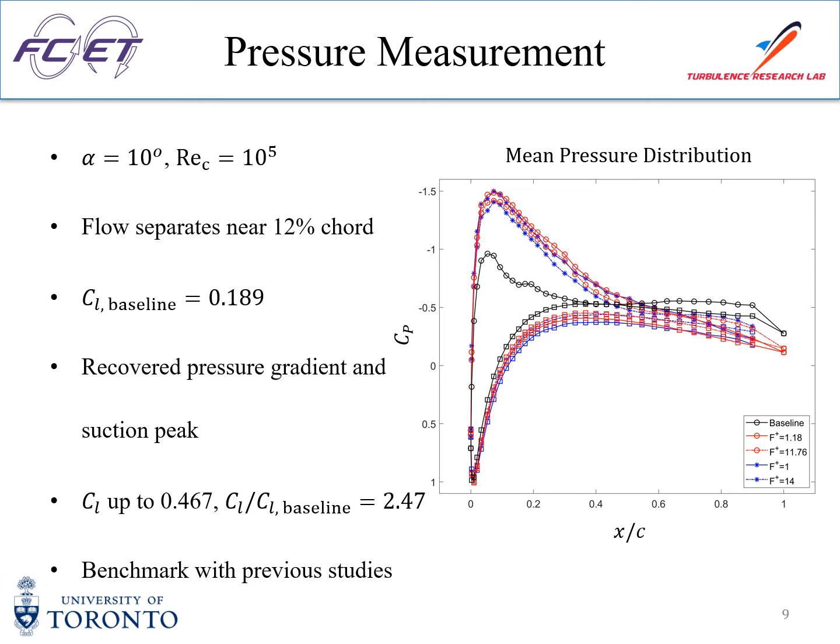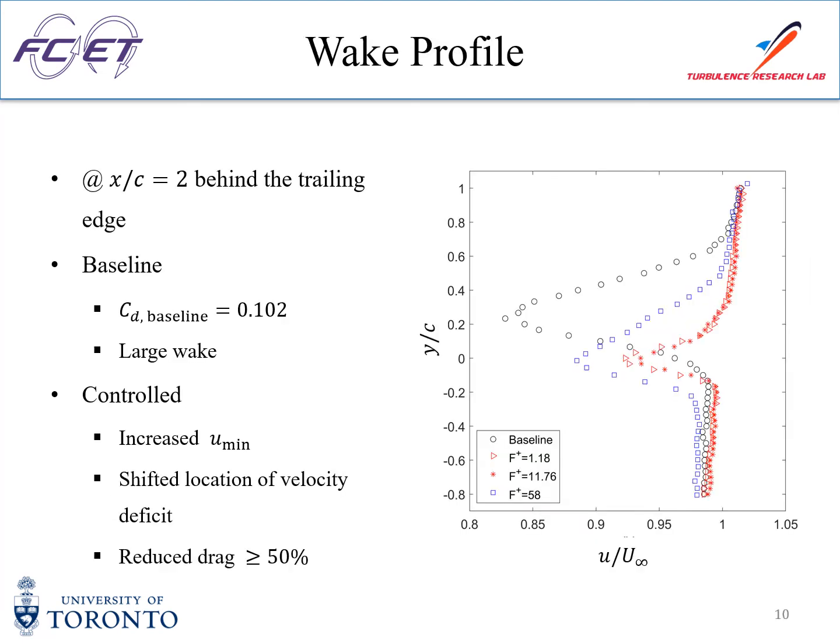CP of the baseline case suggests that the flow separation is near 12% of the chord, with a lift coefficient of 0.189. CP of the control cases suggests the flow was reattached, with a higher lift coefficient of the airfoil. The current experiment at the low and high forcing frequencies was able to benchmark with the results of Mark Fero, as evident with the recovered pressure gradient and suction peak.